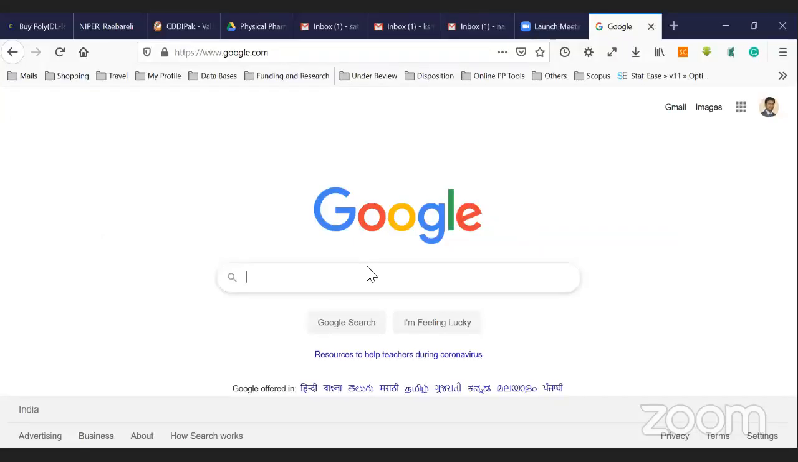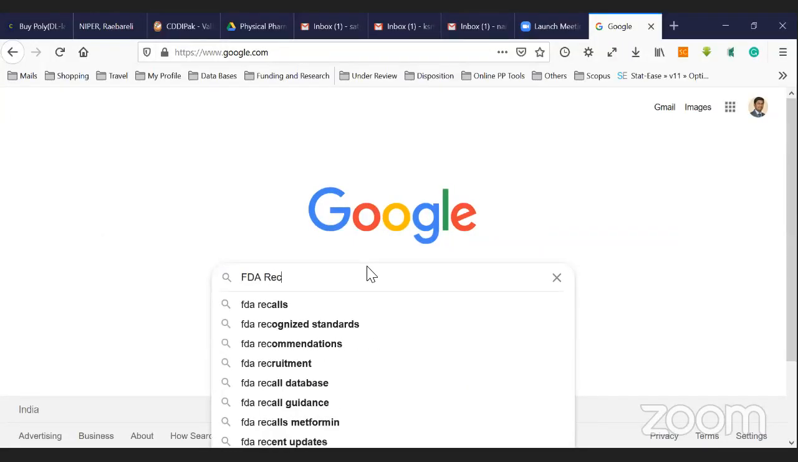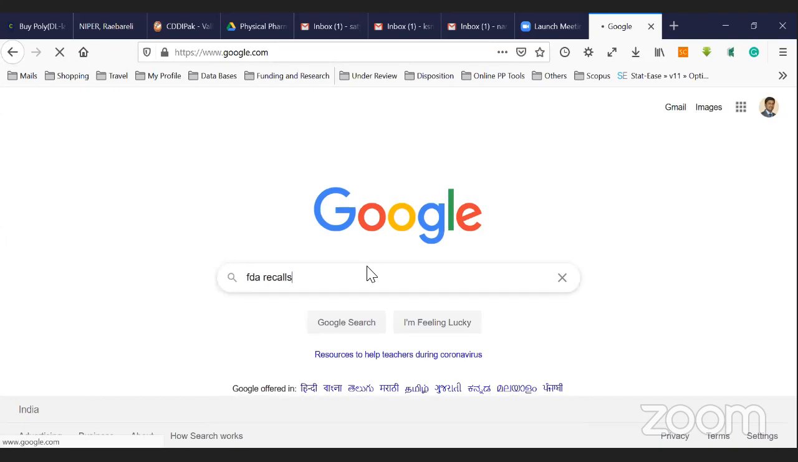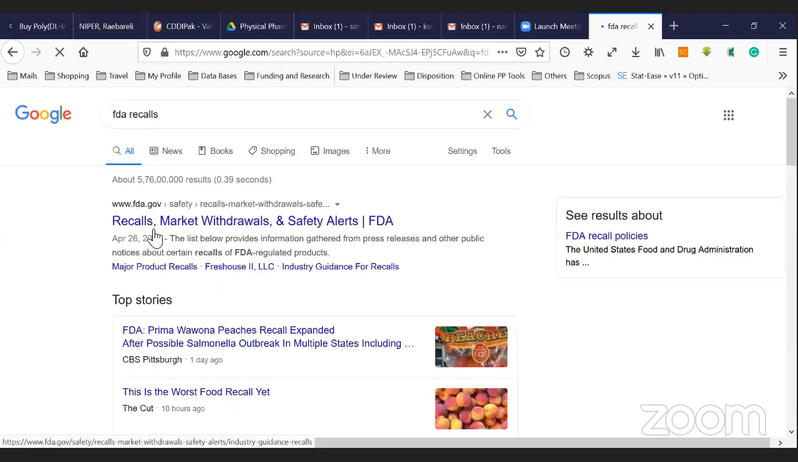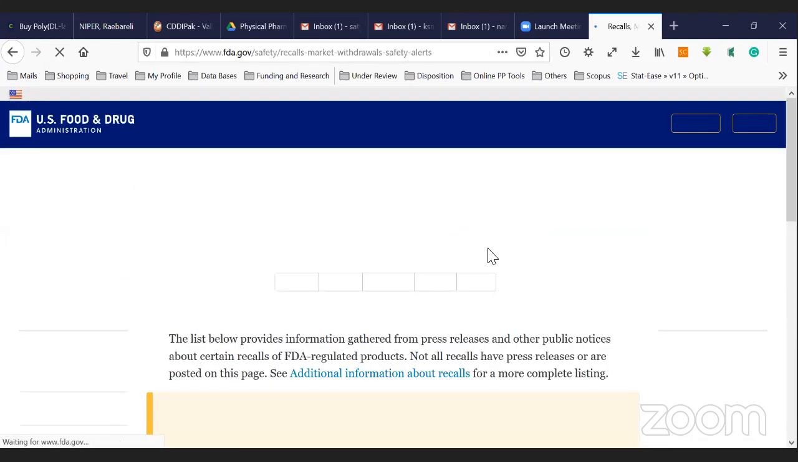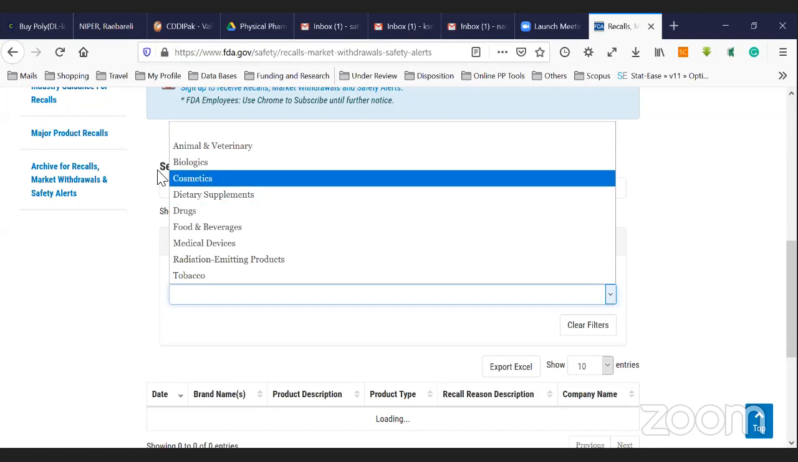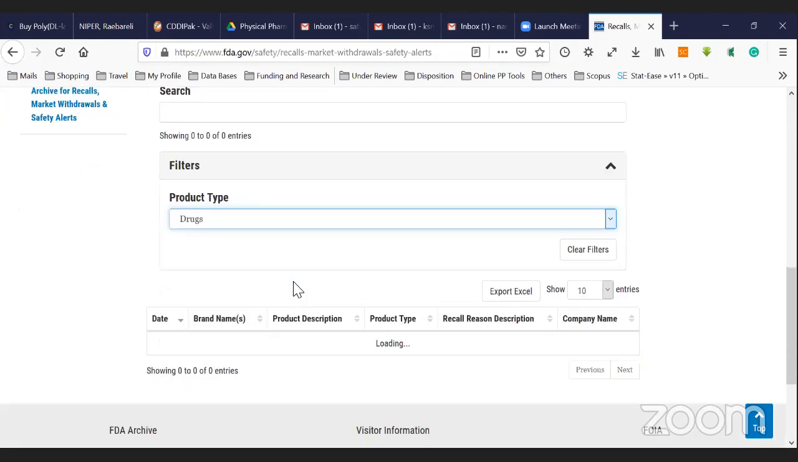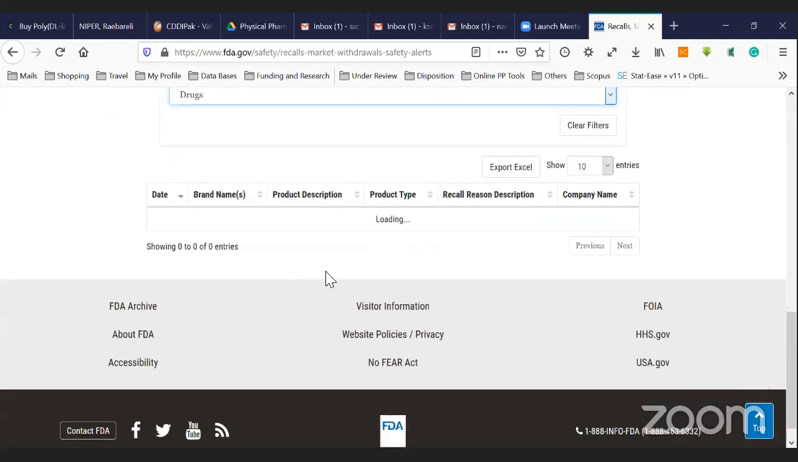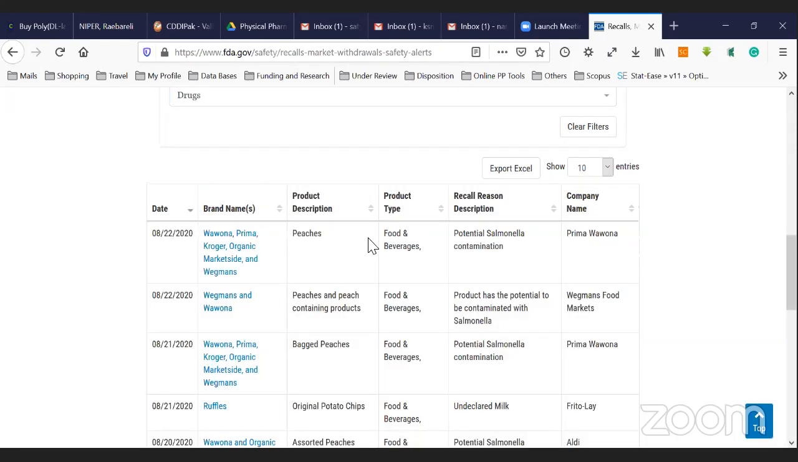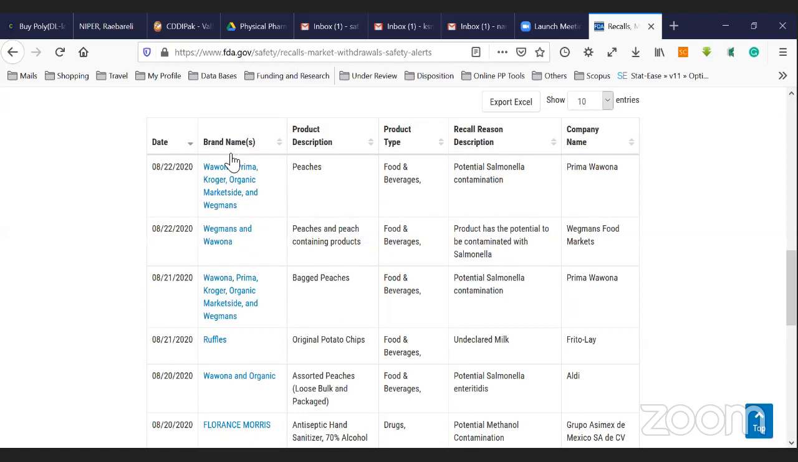We just put in Google, FDA recalls. Just a minute, it is loading. You can see here there are n number of products. What is the product for? What is the product type, and why has it been recalled?